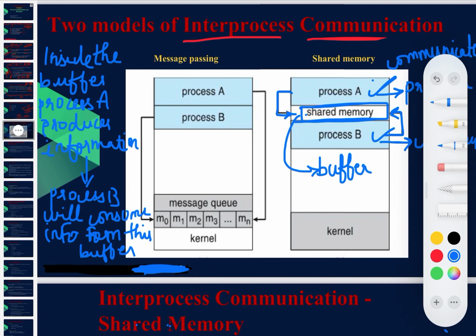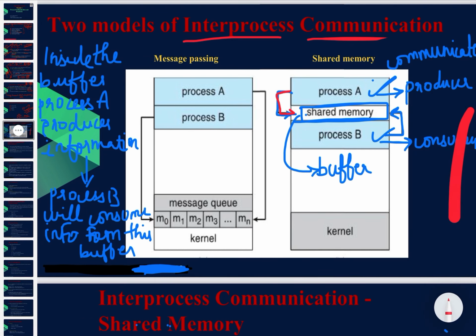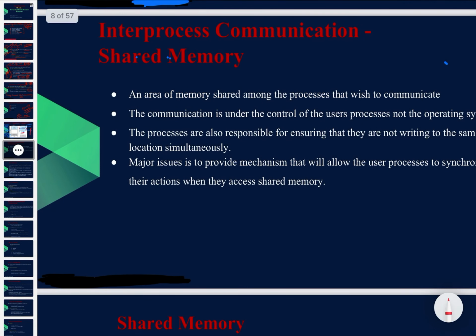So what will process A do? Process A will give the information and process B will go and consume the information. So produce and consume. And where does this take place? This takes place inside the shared memory. So what is a shared memory? An area of memory which is shared among the processes that wish to communicate.